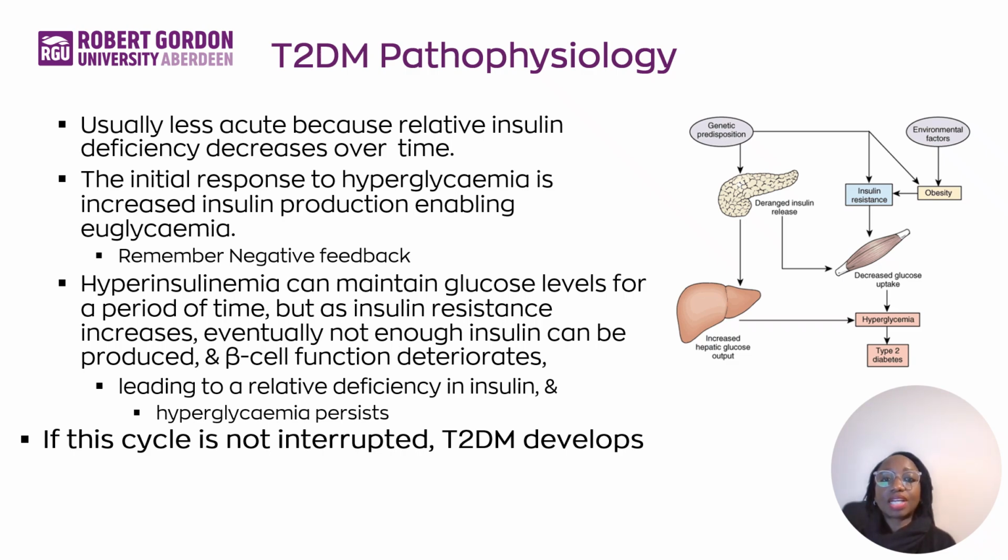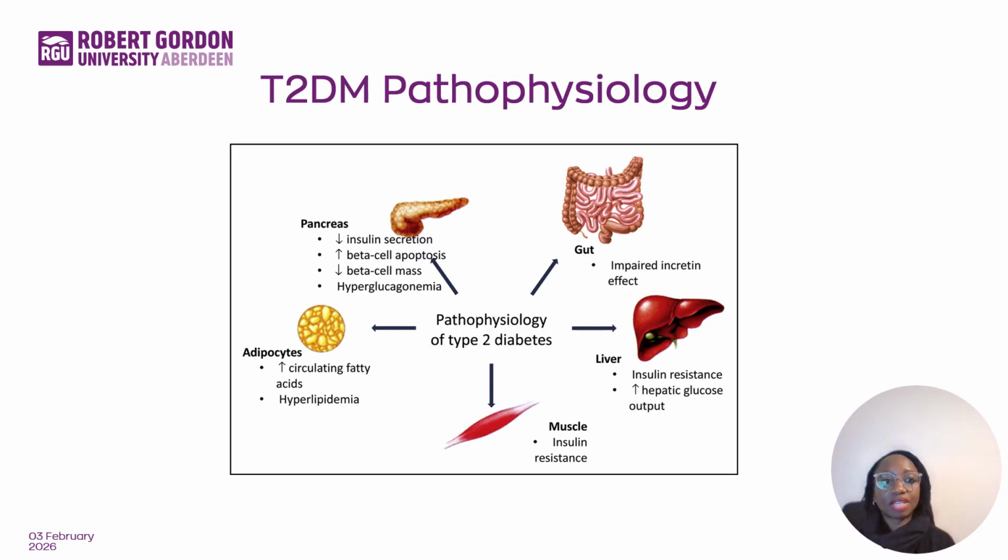And here's just a schematic representation of what I was talking about. There are some risks associated with developing type 2 diabetes, but ultimately they all result in that persistent hyperglycemia, and that will be diagnosed as type 2 diabetes in this case.